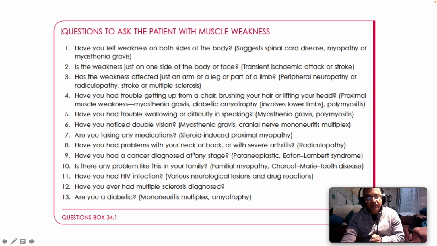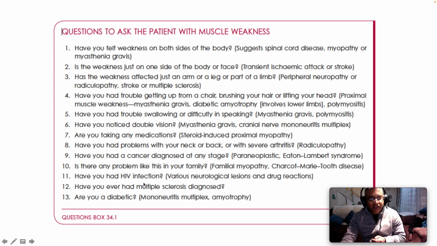Number 8, have you had problems with your neck or back or with severe arthritis, implicating radiculopathy? Number 9, have you ever had a cancer diagnosed at any stage? Then you're thinking more along the lines of a paraneoplastic syndrome or Lambert-Eaton myasthenic syndrome, right? A differential for that we spoke about was myasthenia gravis, hitting out on the neuromuscular junction. Number 10, is there any problem like this in your family, which makes you think about a familial myopathy or Charcot-Marie-Tooth disease, which is hereditary sensory motor neuropathy, right?